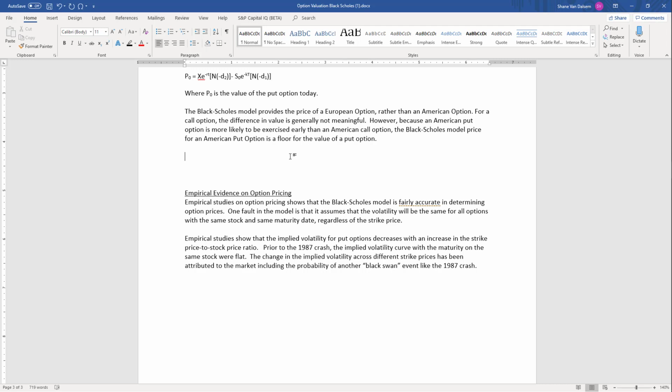One fault in the model is that it assumes that the volatility will be the same for all options with the same stock and same maturity date regardless of the strike price. When we looked at the Walmart options, we actually saw that the implied volatility, the value that is in the model, is not the same. That can vary quite a bit. Empirical studies show that the implied volatility for put options decreases with an increase in the strike price to stock price ratio.